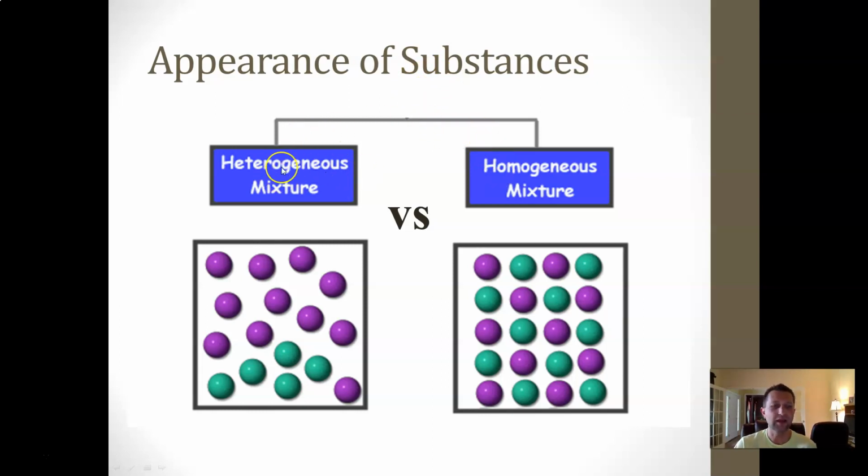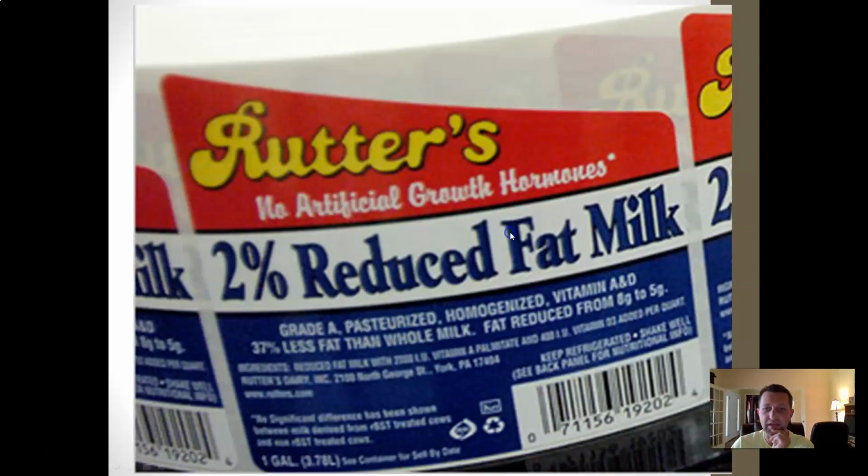Okay, so again, we have heterogeneous versus homogeneous. You can see that heterogeneous is different throughout, not consistent throughout. Homogeneous is consistent or the same throughout. And you'll see this on milk. You can see right here, it's homogenized. Okay, so part of milk is the fat, right? And you don't have a big fat blob sitting on top of the milk.